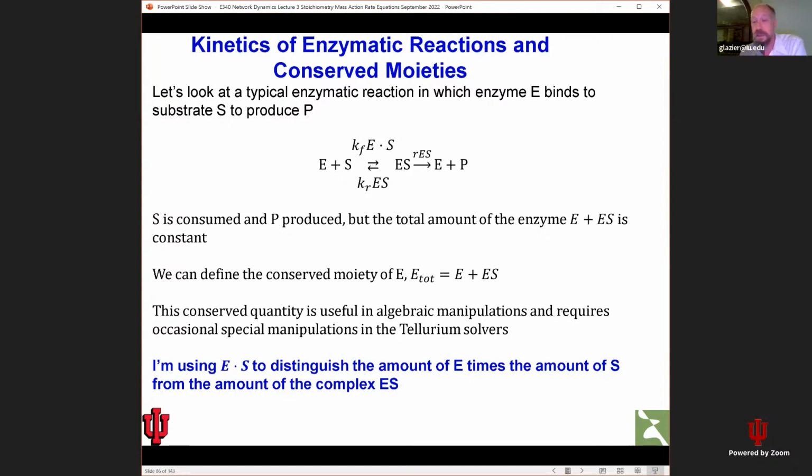So for example, if I have an enzyme plus a substrate combining to make enzyme substrate complex, and then enzyme plus substrate going irreversibly to enzyme plus product, the amount of enzyme is conserved. I'm not using enzyme up. I am using substrate up. And so in this case, the amount of enzyme plus the amount of complex, enzyme plus substrate, is a constant. So the total amount of enzyme is conserved. I don't care whether it's free or in the complex. And that's called a conserved moiety.